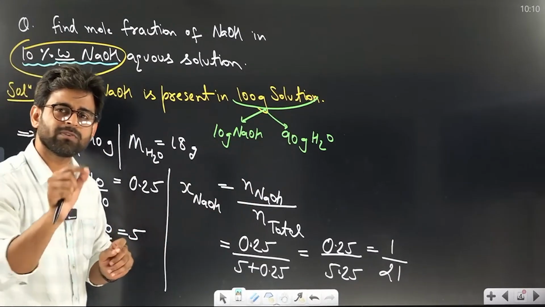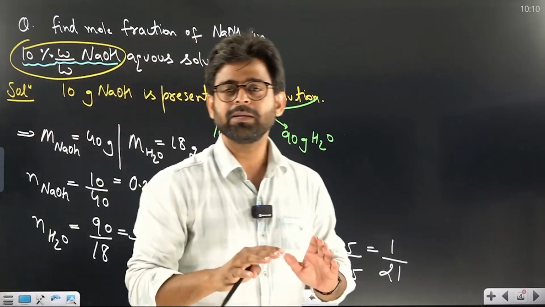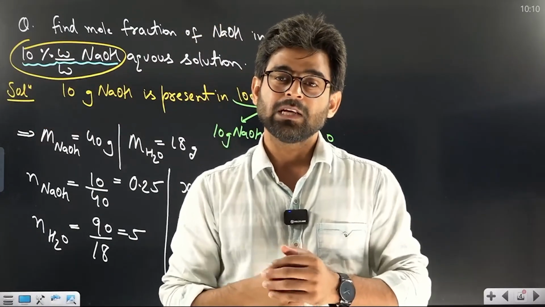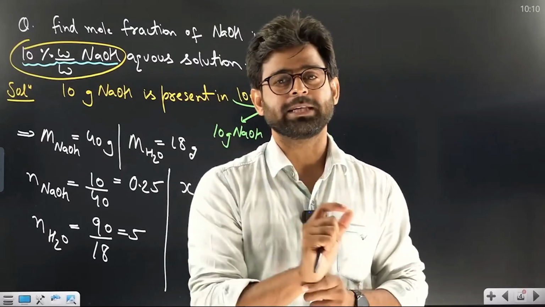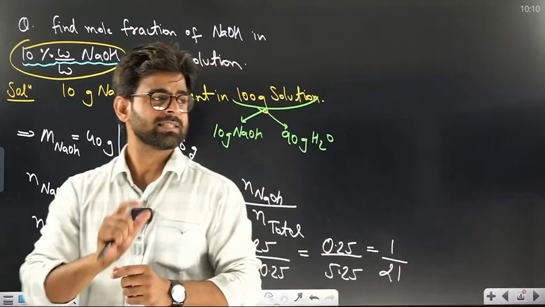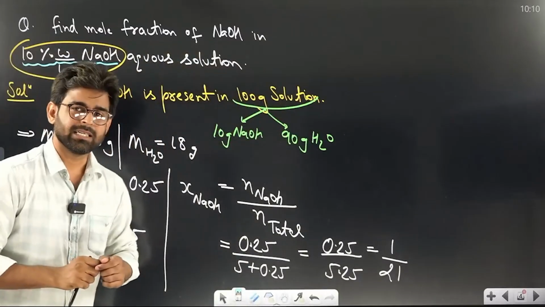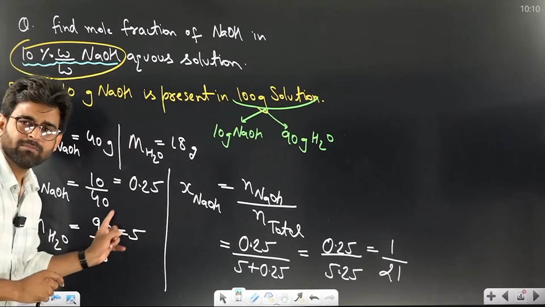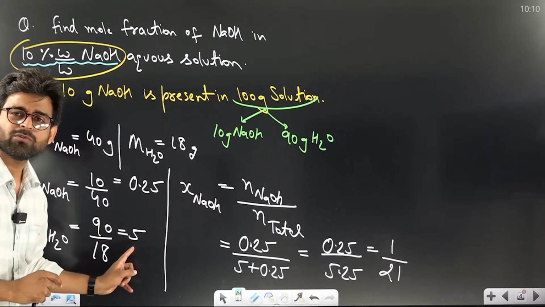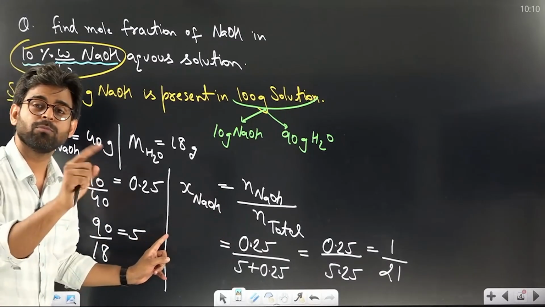Molar mass of NaOH I am telling you, maybe you are not aware, or maybe you learn slowly. Molar mass of NaOH is 40 gram, and molar mass of water is 18. So 10 by 40 is the moles of NaOH, and 90 by 18 is the moles of water. Now I get the moles of both.